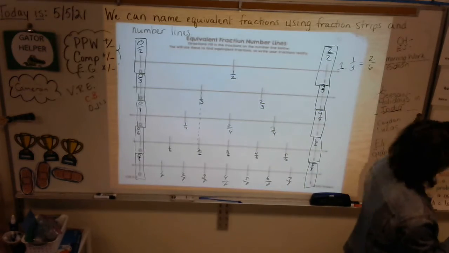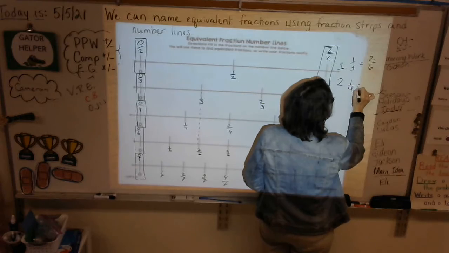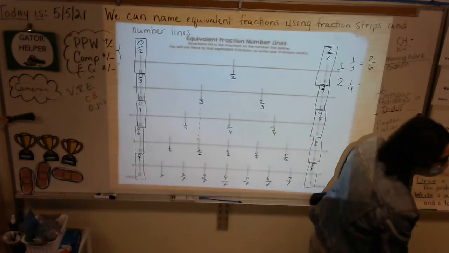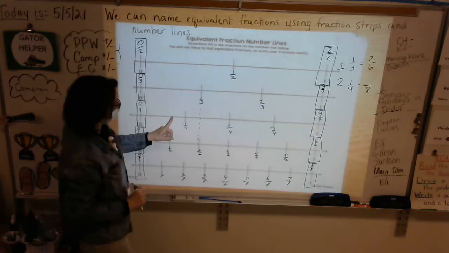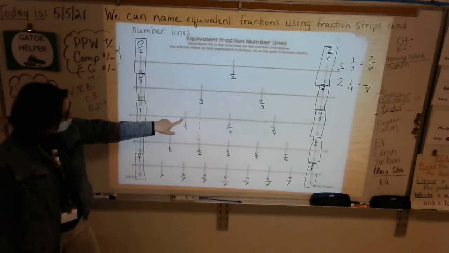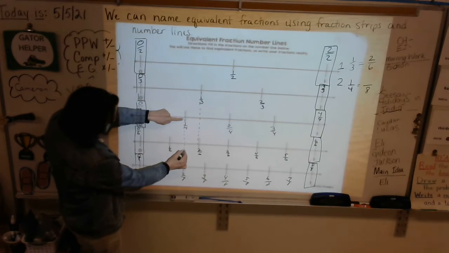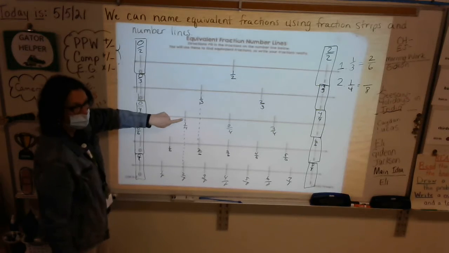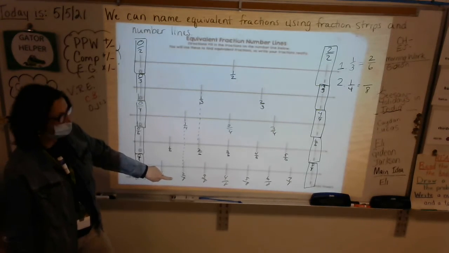Okay, let's look at number 2. Number 2 wants us to do 1/4. 1/4 equals, what is it? How many 8ths? So let's find 1/4 first. Everybody point to 1/4. And then go down to your 8ths number line, and I'm going to trace with a little dotted line. Aha. 1/4 equals how many 8ths, boys and girls? 2 8ths. Very good.